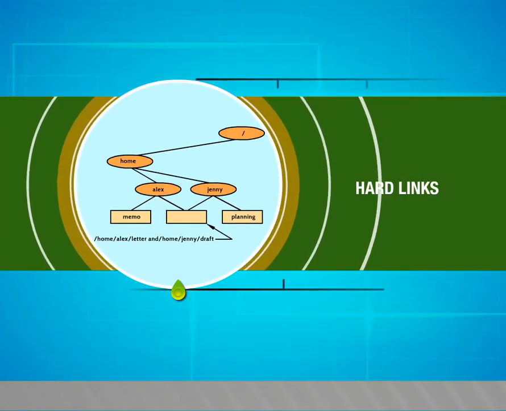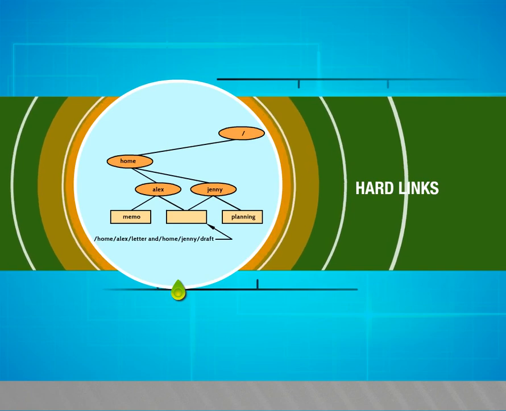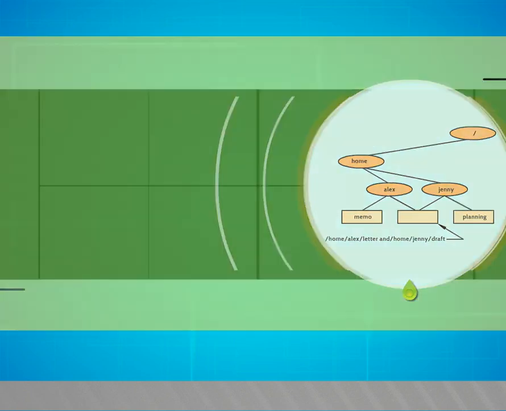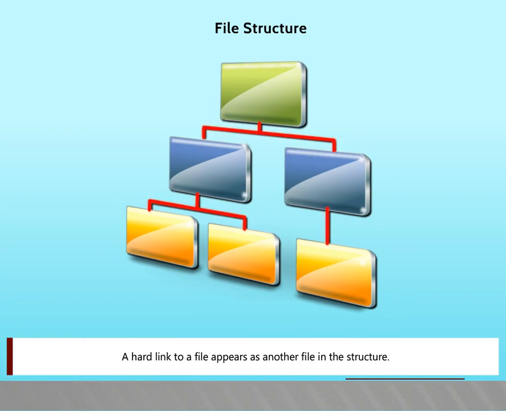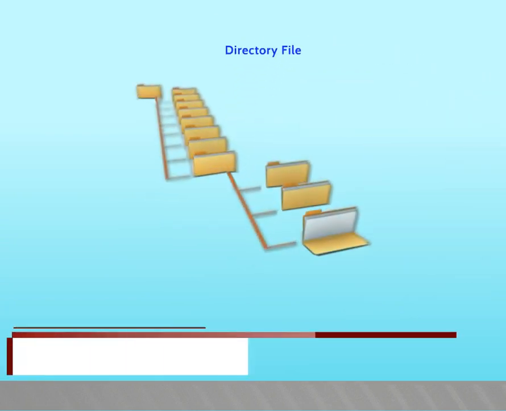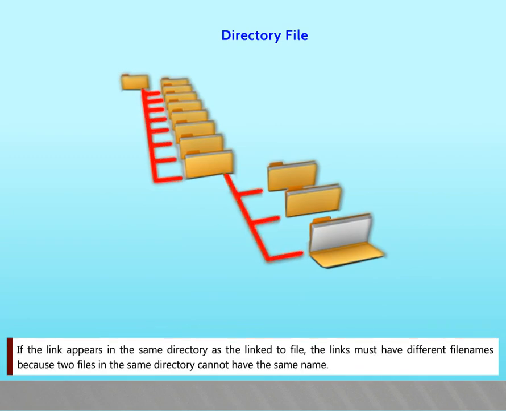Hard links. In this video, we are going to see about hard links. A hard link to a file appears as another file in the structure. If the link appears in the same directory as the linked-to file, the links must have different file names because two files in the same directory cannot have the same name.